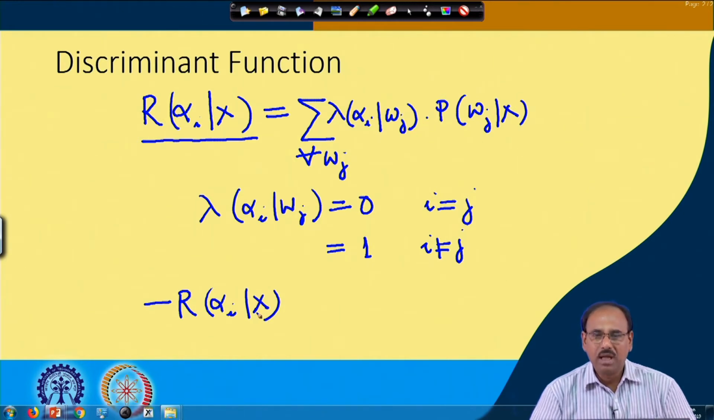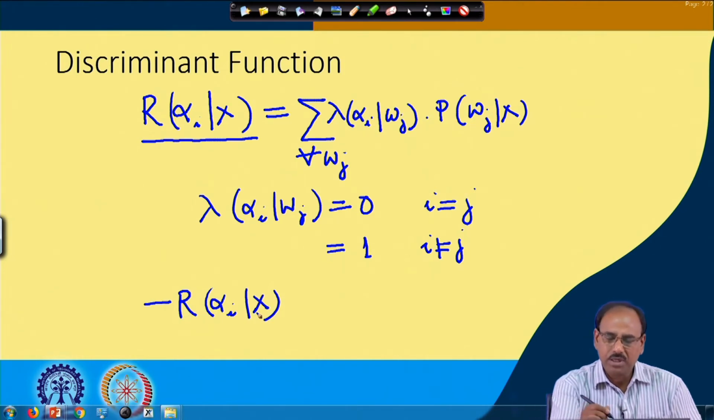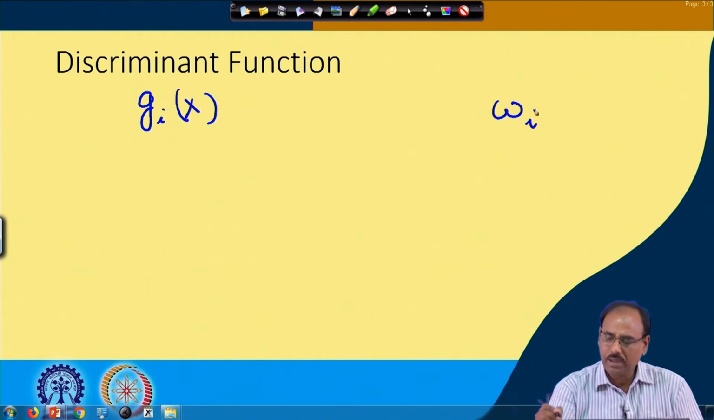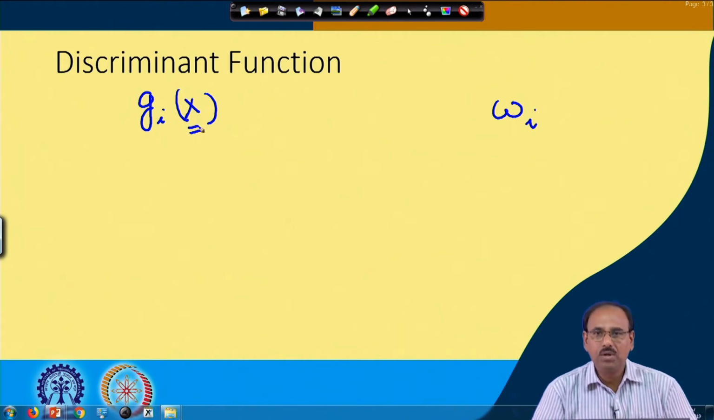In other words, I can define a function, say g i x, for class omega i. Here x is the unknown feature vector, and for every class omega i I am computing a function g i x, and for whichever i this g i x turns out to be maximum, I take the decision in favor of that particular class omega i.